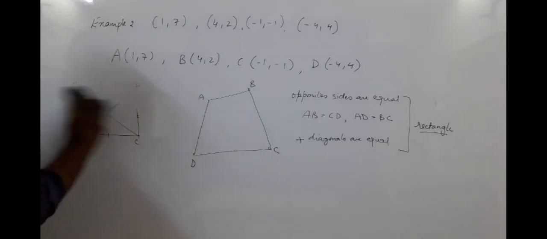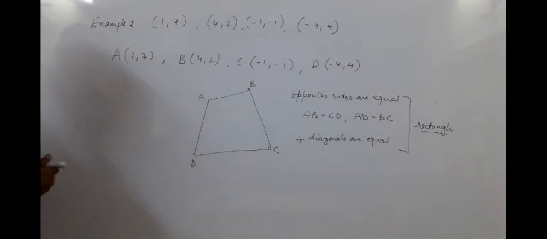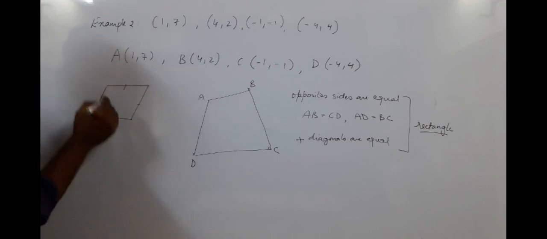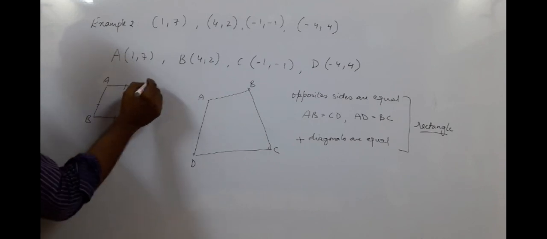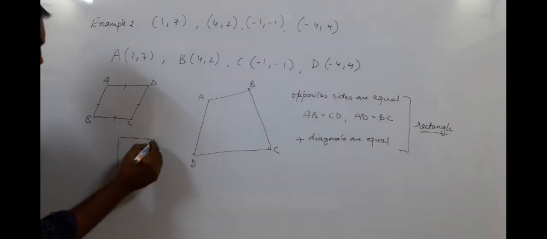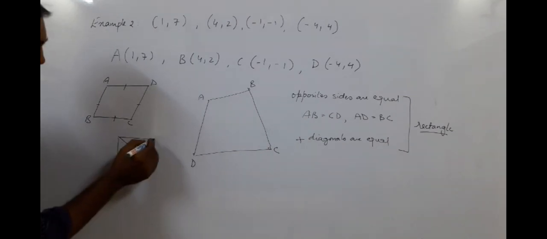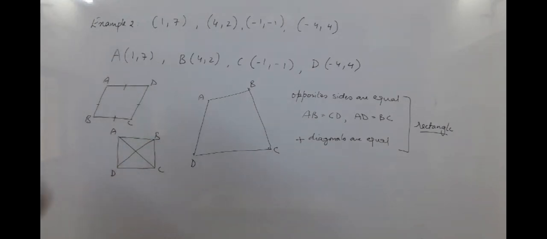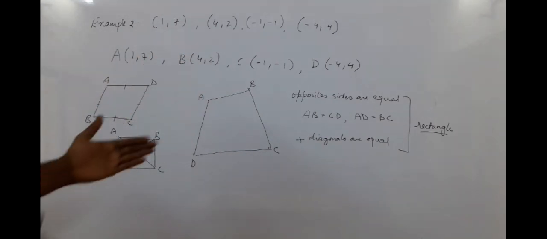Then we may have all the 4 sides equal. AB equal to BC equal to CD equal to DA, then it can form a rhombus. But if all the 4 sides are equal and the diagonals are also equal, then it forms a square. So when 4 points are given, there are so many conditions possible and we have to check each one of them. They may ask you to prove it is a parallelogram, a rectangle, a square, a rhombus, anything they ask you to prove.